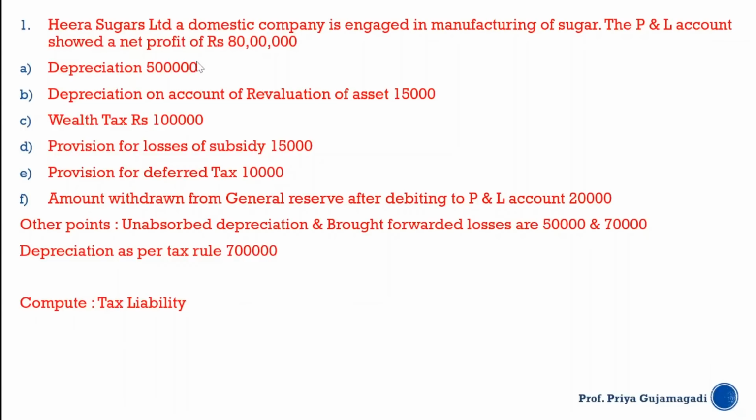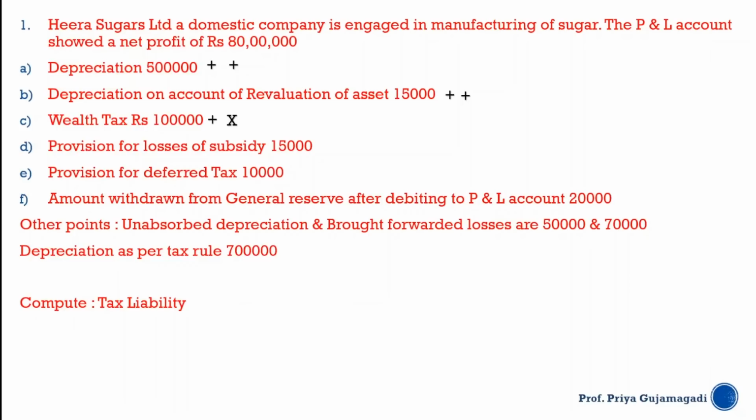So depreciation, what we have to do in normal provision we will add it, and in MAT also we will add it. Second item, depreciation on account of revaluation of asset 15,000. While calculating normal provision we will add it, while calculating MAT also we will add it. Wealth tax rupees 1 lakh. As I said, there is a different entry for wealth tax in normal provision and book profit. In normal provision we will add it, while calculating book profit there is no entry of that particular item.